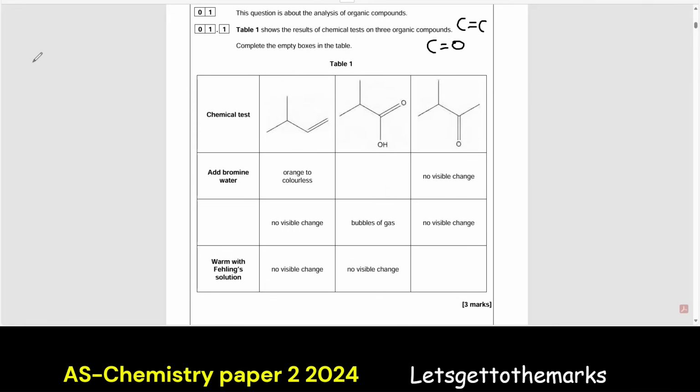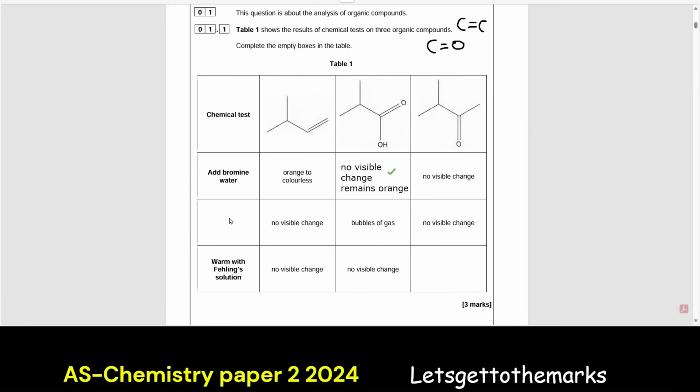So this is going to remain orange, or you could say no visible change, or we could say remains orange. There we go. That will get you 1 mark. Let's have a look at the others.